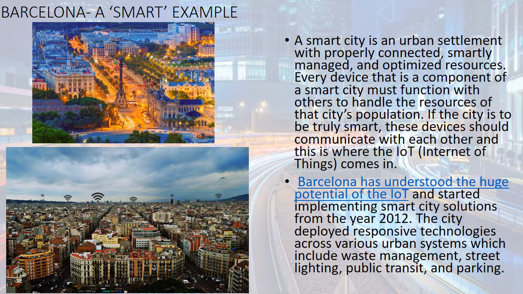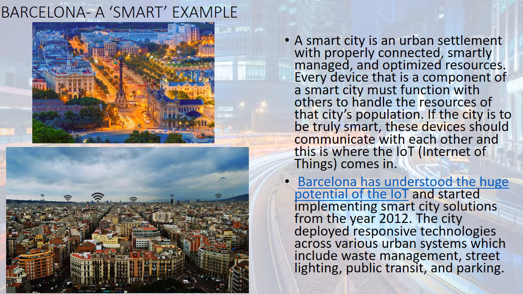So we have seen a dark example of a city which was not at all well planned. So now let's have a smart example of a city which has smartly developed. A smart city is an urban settlement with properly connected, smartly managed and optimized resources. Every device that is a component of a city must function with others to handle the resources of that city's population. If the city is to be truly smart, these devices should communicate with each other, and this is where the IoT, Internet of Things, comes in.